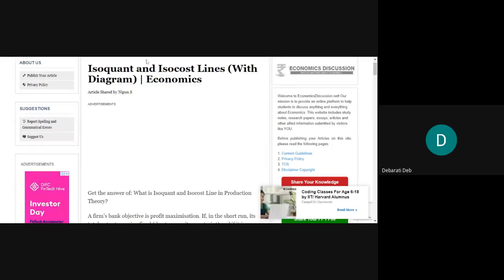You can see the heading isoquant and isocost lines with diagram on your screen. So this is our topic today. The topic today is isoquant and isocost lines in production theory.